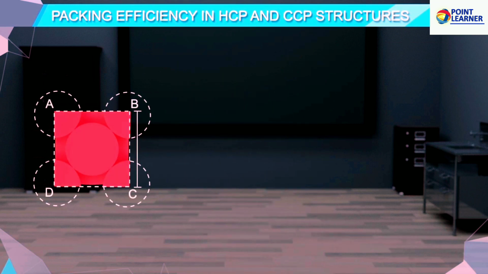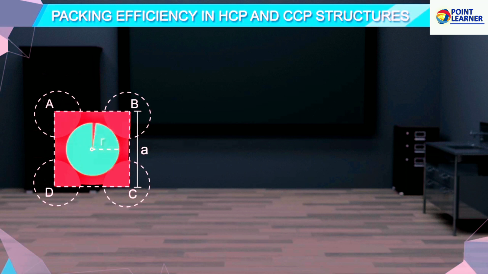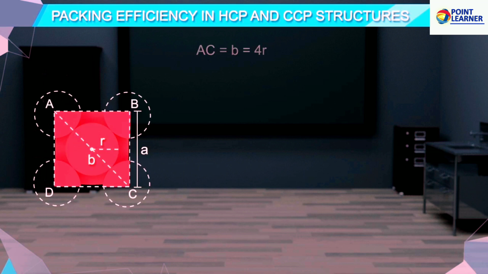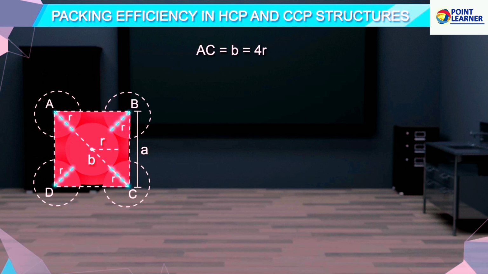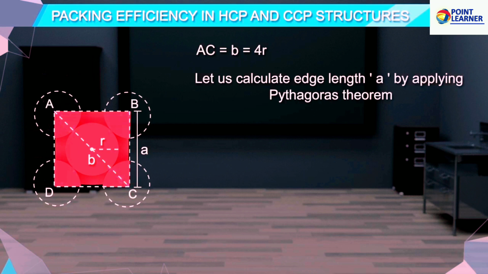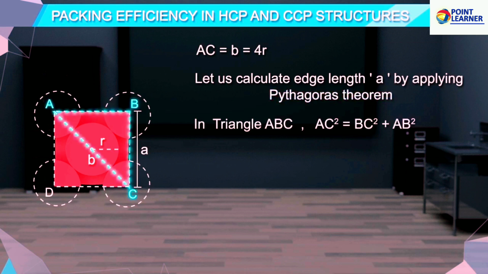Let the edge length of the unit cell be a, the radius of each sphere be r, and the face diagonal be b. AC is equal to b, which is equal to 4r. Now, let us calculate edge length a by applying Pythagoras theorem. In triangle ABC, AC square is equal to BC square plus AB square.